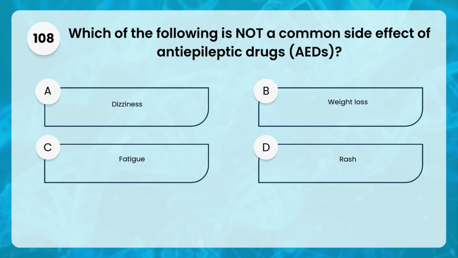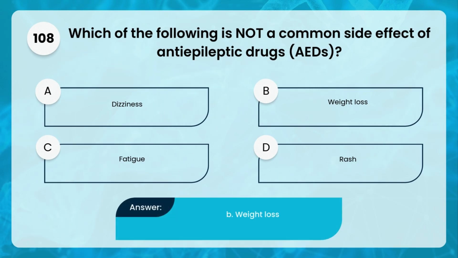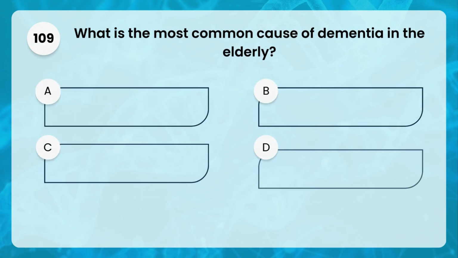Number 108. Which of the following is not a common side effect of anti-epileptic drugs, AEDs? A. Dizziness. B. Weight loss. C. Fatigue. D. Rash. The answer is B. Weight loss.